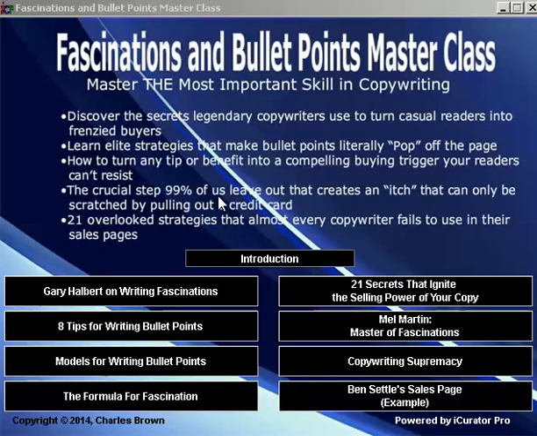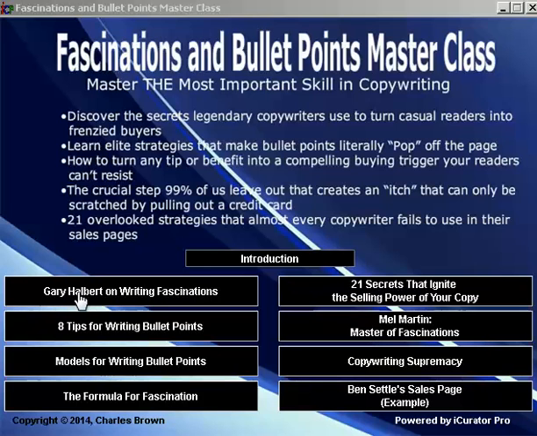Let's see, what else do I need to tell you here? I'm looking at some of the real masters of this. The first person that comes to mind is Mel Martin. He called these bullet points fascinations, and that has stuck in the copywriting field, particularly offline. The term fascinations is a big deal, and I put that in the title so a lot of classic copywriters would know this is what we're talking about. Mel Martin's story is really interesting, and some of the examples of his work in here are really something you need to read to understand.